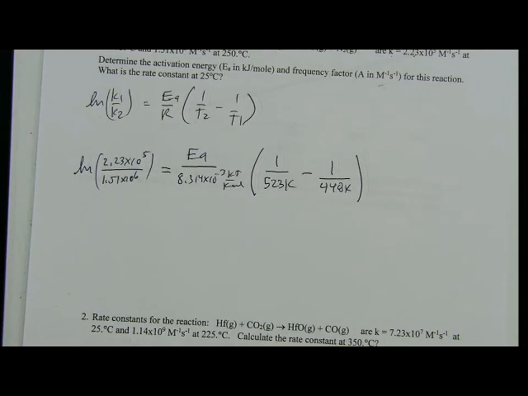Then you put in 2.23 e to the 5th, divided by 1.51 e to the 6th, and then you put a parenthesis. Maybe you don't have to put that parenthesis. Maybe no, I did put a parenthesis and then just went to the other side.